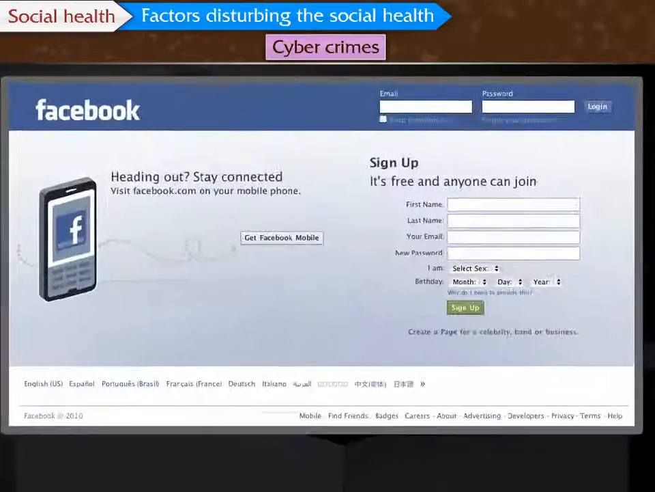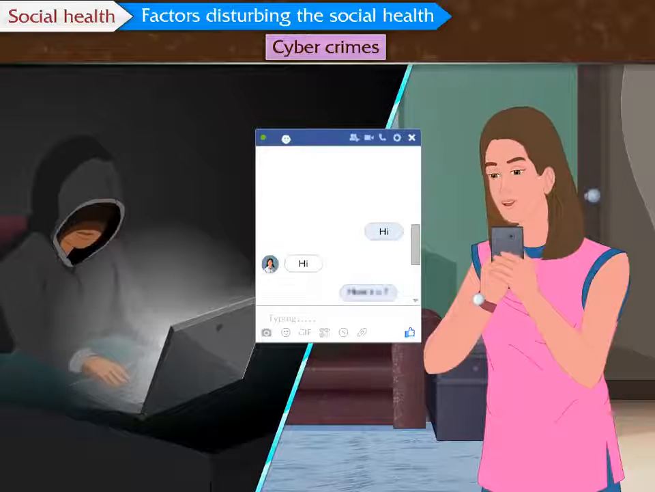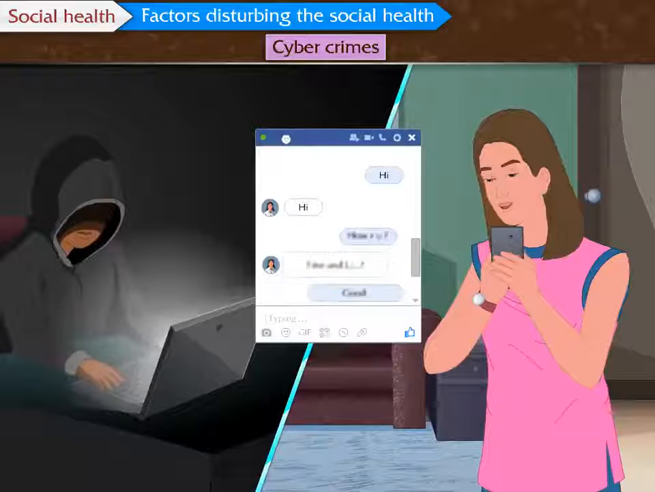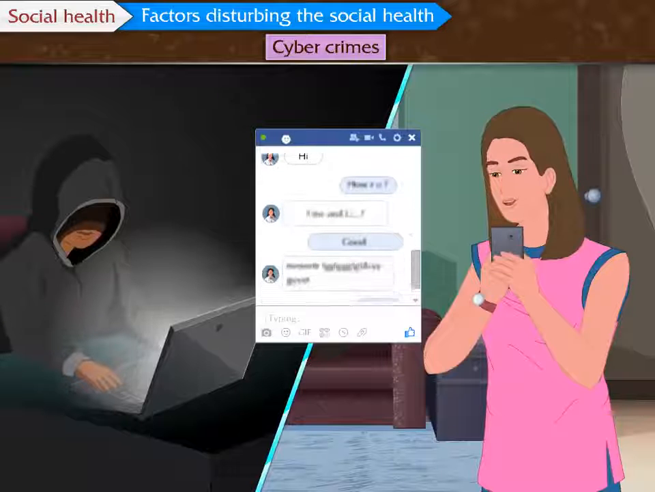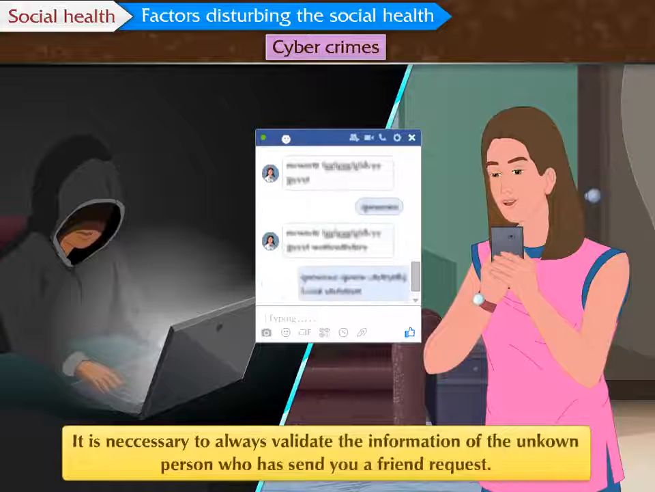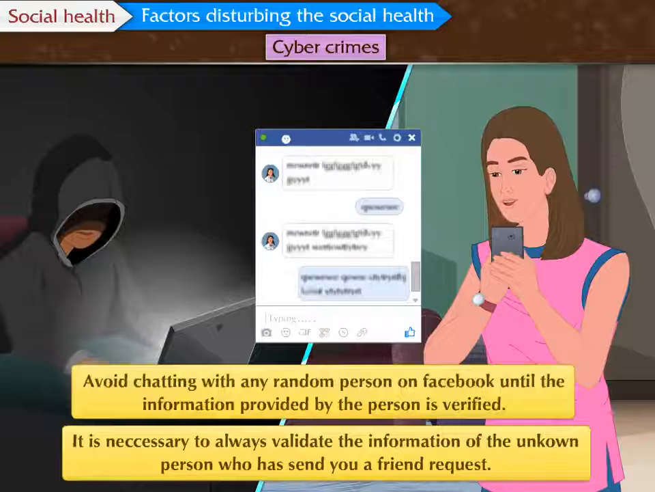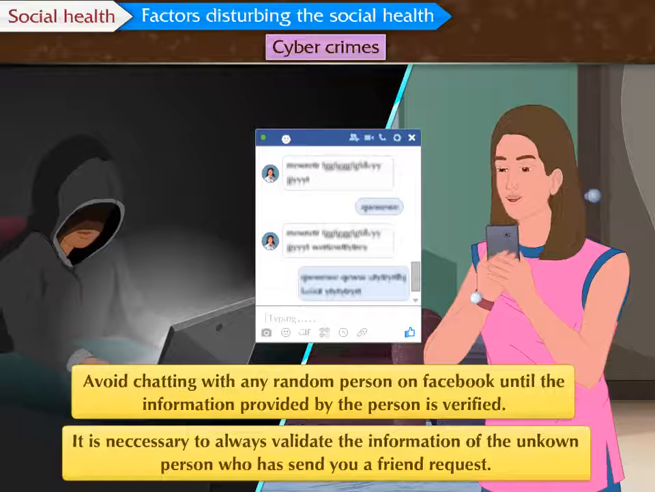Nowadays, crimes like opening a fake account on Facebook and displaying false information, and thereby teasing girls or exploiting them financially, have become so frequent. To avoid such circumstances, it is necessary to always validate the information of the unknown person who has sent you a friend request. Avoid chatting with any random person on Facebook until the information provided by the person is verified.